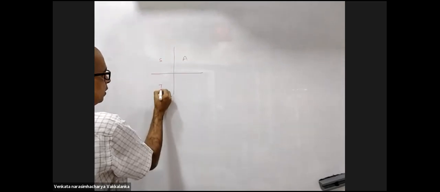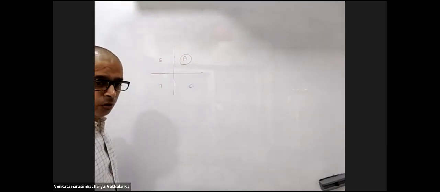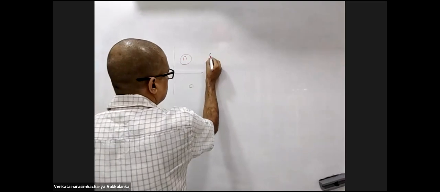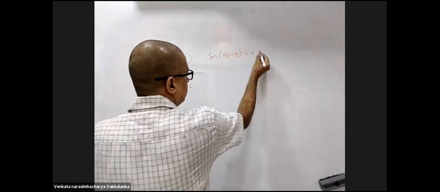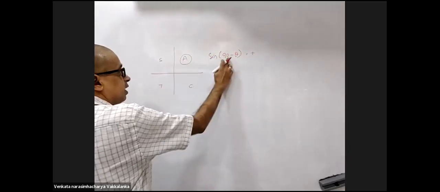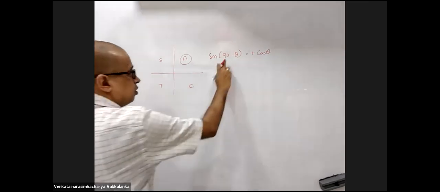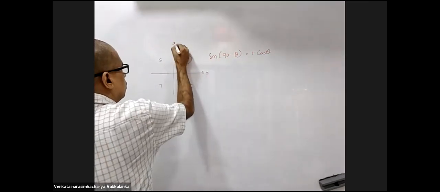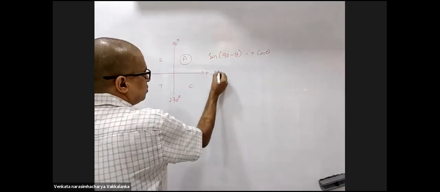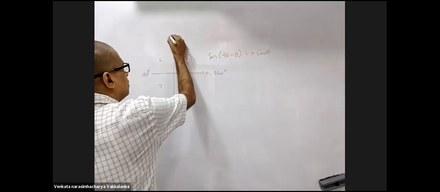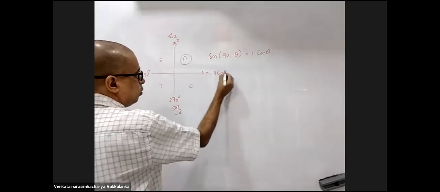All silver tea cups. Here, all trigonometric functions in the first quadrant will be positive. One example, sin 90 minus theta. Sine will be positive in the first quadrant. 90 will make it cos. For 90 degree, 180 degree, 270 degree, 360 degree or 2 pi, that is pi by 2, pi, 3 pi by 2, and 2 pi.